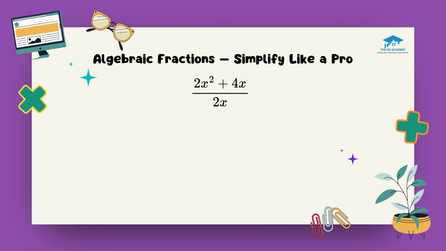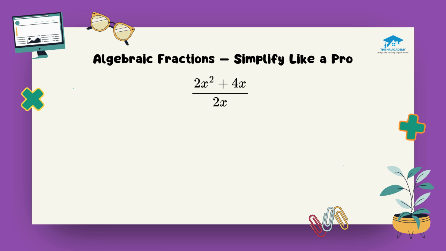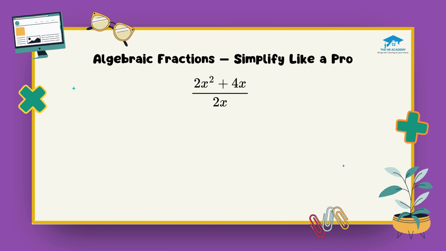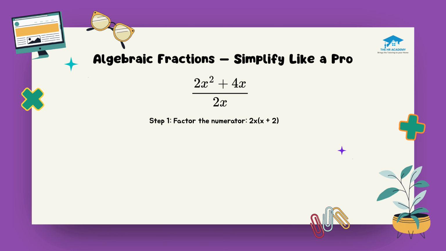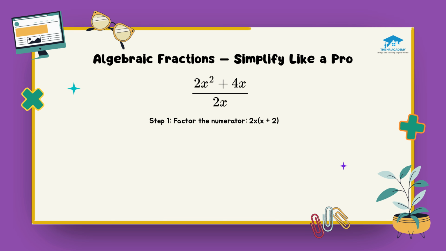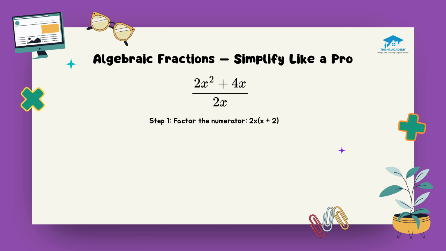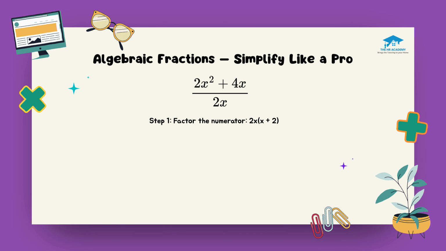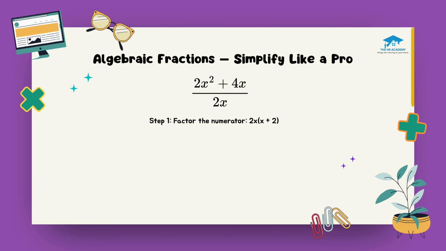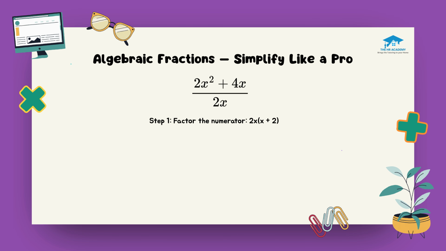For example, 2x squared plus 4x over 2x. For this equation, firstly we need to factor the numerator. The common factor for the numerator is 2x, because it can go into 2x squared and also 4x. So when we factor, it will become 2x, and in brackets, x plus 2, because 2x squared divided by 2x is just x, and 4x divided by 2x is just 2.